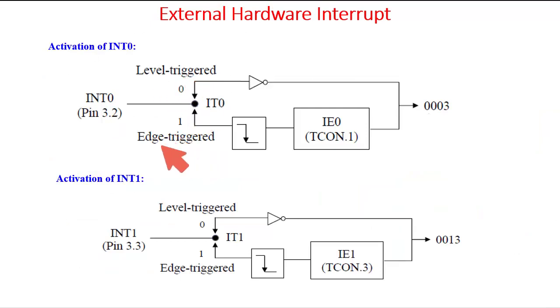For level triggered or edge triggered, this IT0 should be reset or set. When IT0 is 0, this interrupt will be level triggered. When IT0 is logic 1, it will act as edge triggered. When this interrupt is used as edge triggered and a falling edge occurs, the IE0 bit of the TCON register will automatically be set. In both cases, whenever the interrupt comes, execution will be transferred to memory location 0003 for interrupt 0, and 0013 for interrupt 1.